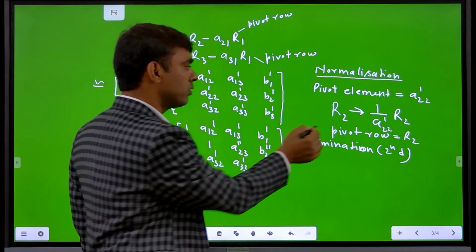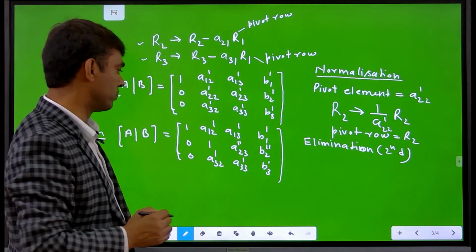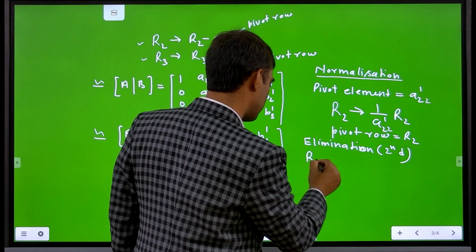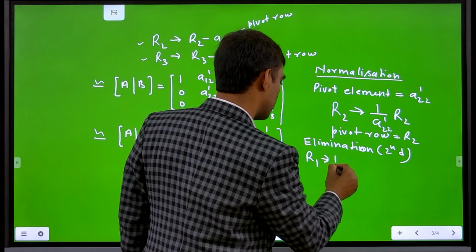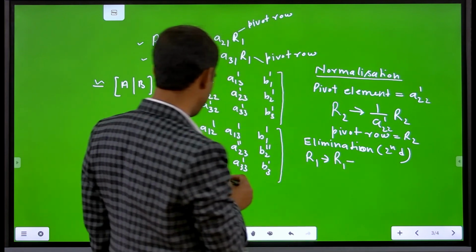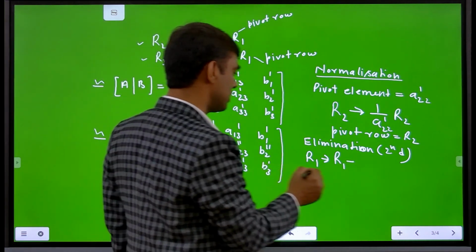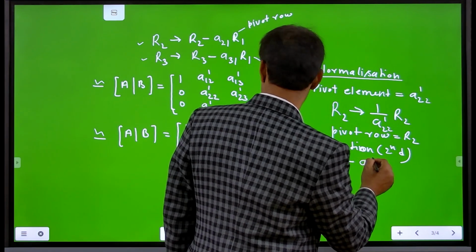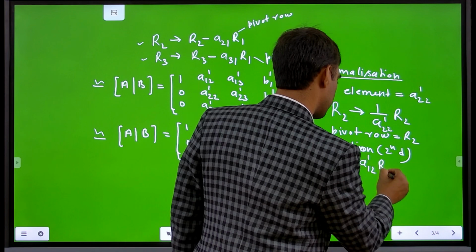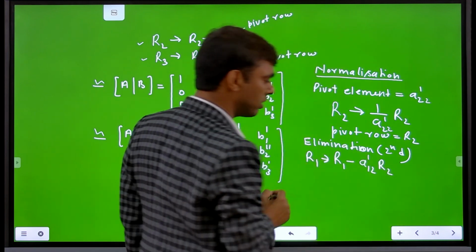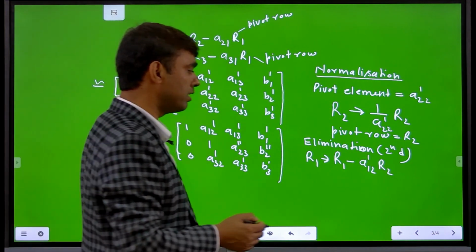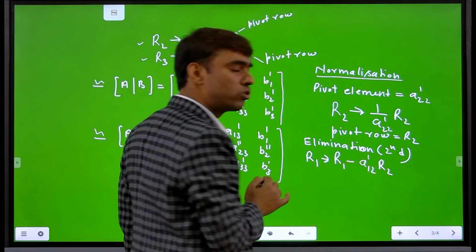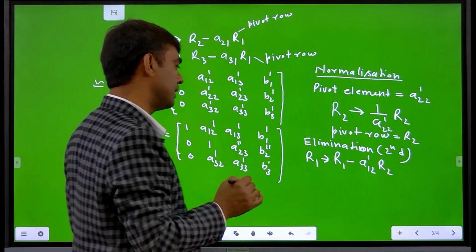And which one is the pivot row? The second one is the pivot row. So we perform the operation R1 tends to R1 minus A12 dash R2, because R2 is the pivot row. We multiply or divide only in the pivot row, not in any other row.